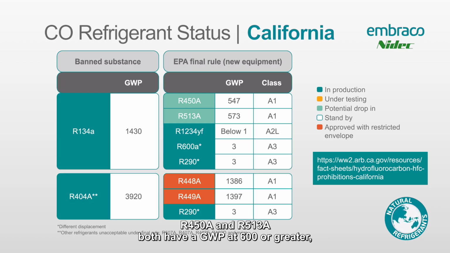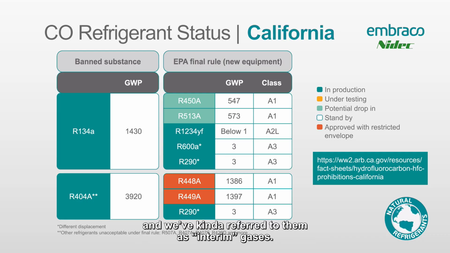R450A and R513A both have a GWP of 600 or greater, and we refer to them as interim gases. These will probably not be permanent, as they'll end up being banned just as the others have. But where the industry really decided to head was to gases like R600a and R290, because the global warming potential value is so low.